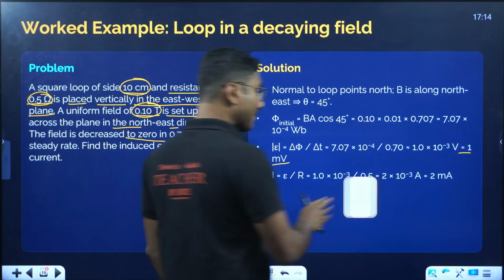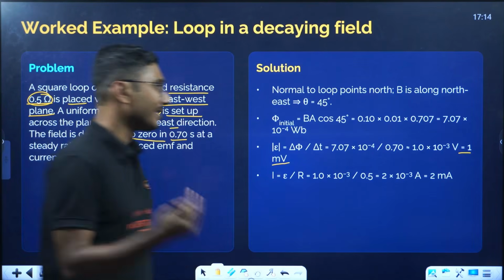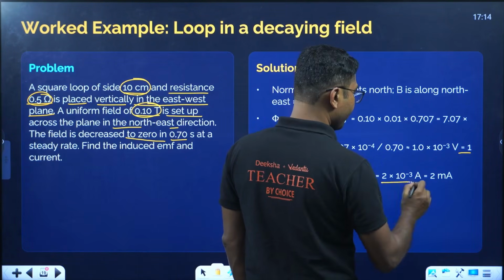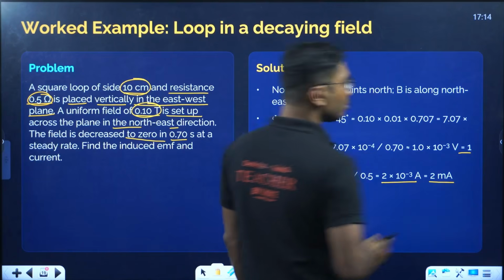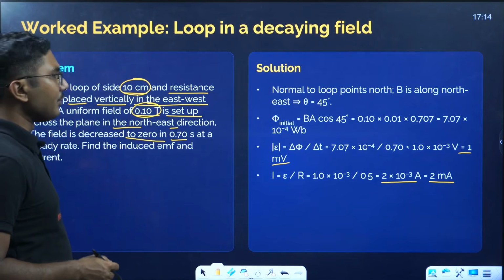You divide the EMF with the resistance to get the current. So the current here will be 2 into 10 to the power of minus 3, or 2 milliampere. This obviously requires a calculator.